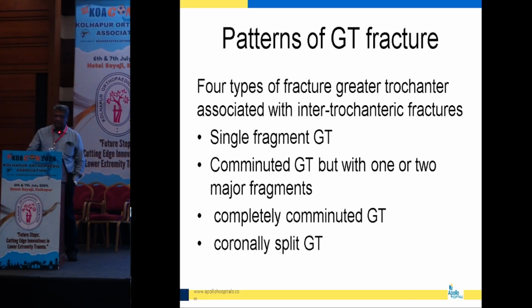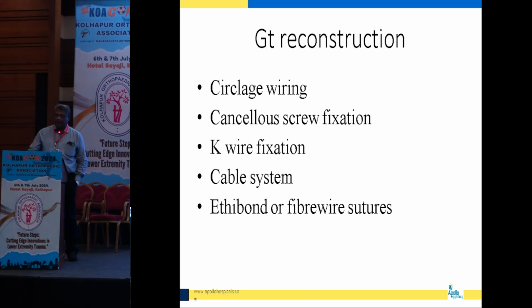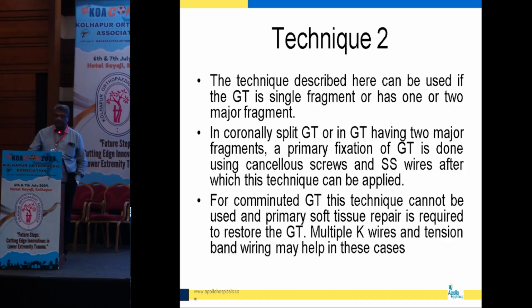The other methods of fixation of the GT are based on the combination the GT shows. You can fix them either with cannulated cancellous screws. We can use wires to fix the GT. I don't want to waste time on that. And there are even square plates to fix the GT, where we know that the screw gets buried as you tighten the screws in the GT. So the square plate is helpful in such a situation.